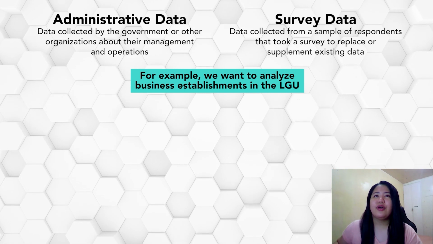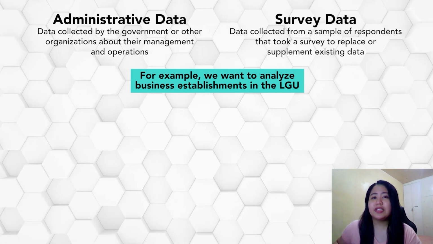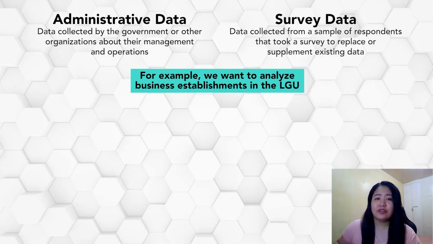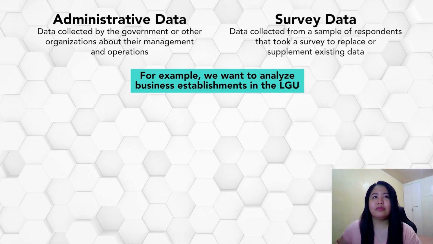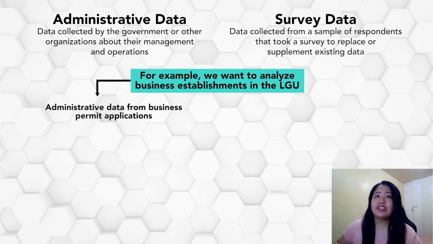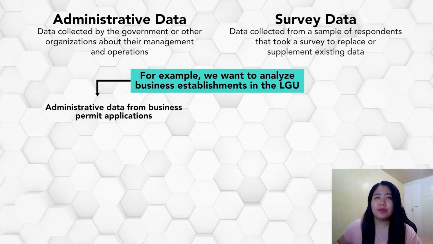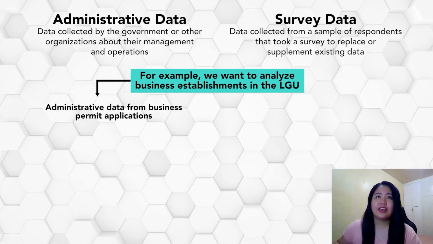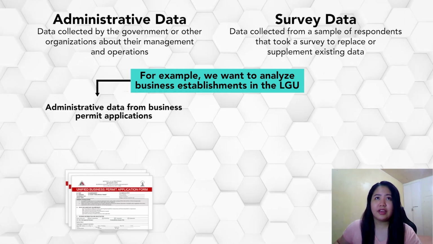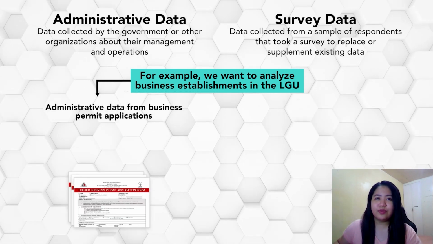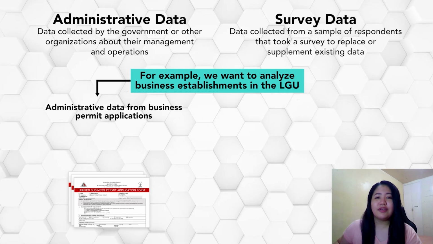Let's try to use both of these in a scenario. For example, what if we want to analyze business establishments in the LGU? To do this, we need data. We can use administrative data collected from business permit applications. Business owners will fill out an application form. Then, the LGU will consolidate the data in a file like this one.